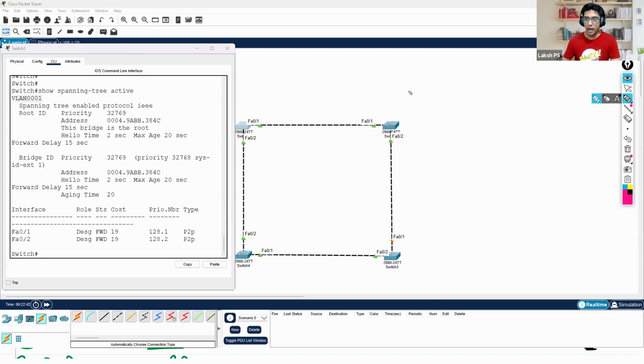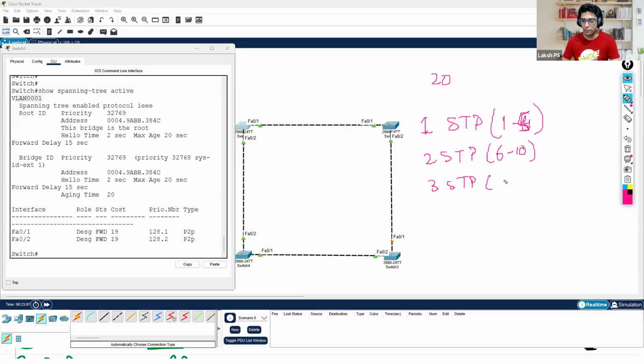So let's say that I have, for example, 20 VLANs. I can have one spanning tree instance running for VLAN 1 to 5. Then the second spanning tree instance for 6 to 10. Then a third spanning tree instance running for 11 to 15, and the last spanning tree instance running for 16 to 20 VLAN.